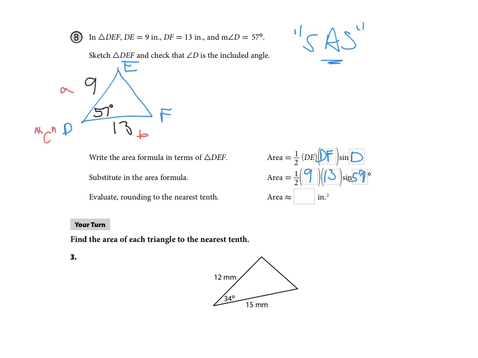Then we're going to evaluate with our calculator and just crunch the numbers. And in this case, make sure it's in degree mode, we get 49.1. And again, we have units that are inches squared. So take a pause in the video here before we move on to our next Explain 2, and do these two Your Turn problems, 3 and 4, and then we'll move on.